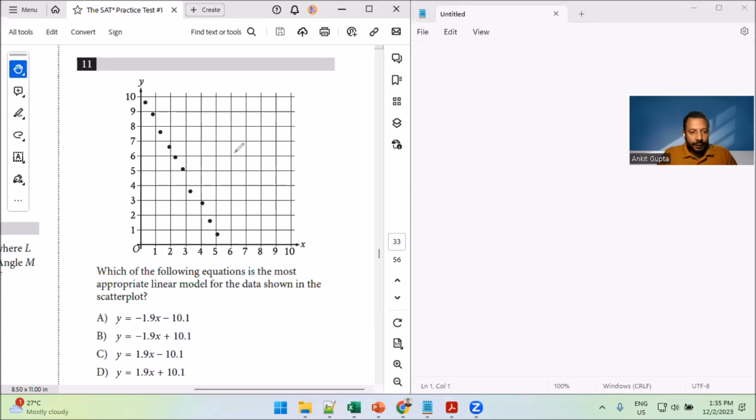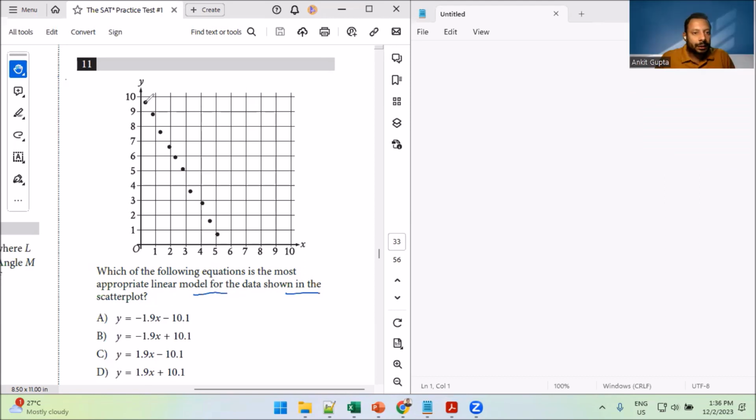Now a scatter plot is given to us, and we need to find which of the following equations is the most appropriate linear model for the data shown in the scatter plot. So let's look at the scatter plot. If we extend this line to touch the y-axis, it will actually touch the y-axis around the point 0, 10. That means when x is 0, y is actually equal to 10.